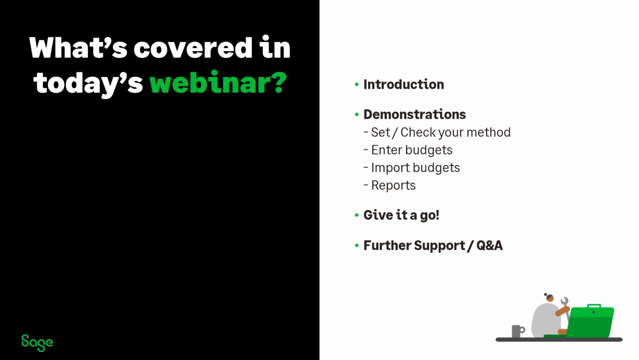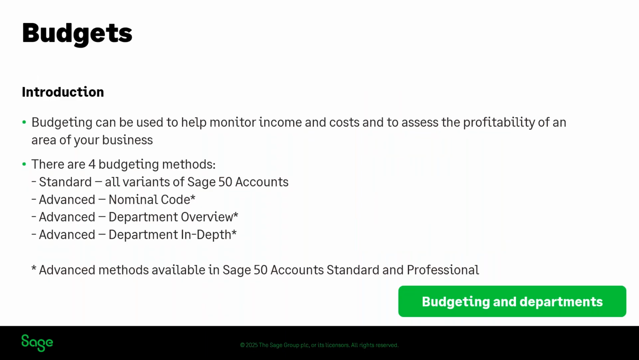Right, so let's get started with budgets in Sage 50. The idea of budgets, in general, is that it helps you to monitor your income and your costs, and therefore to help assess the profitability of an area of your business. Obviously, you've got things like profit and loss for your full business performance, but budgets help you track performance in key areas, whether you're looking at sales or purchases or overheads, your direct expenses. You can report on that as well, to see how you are performing.